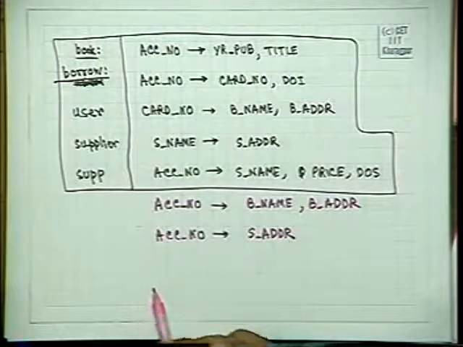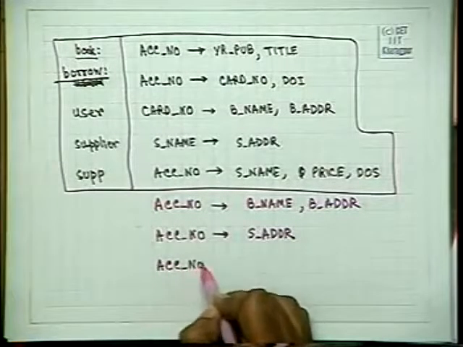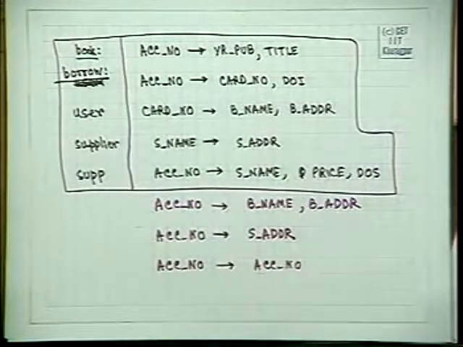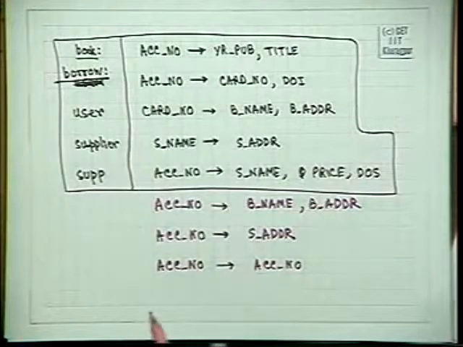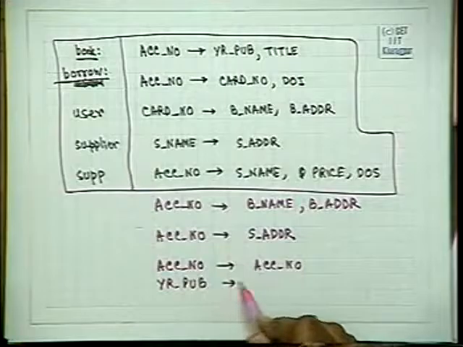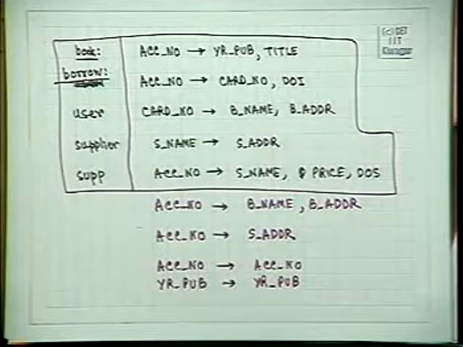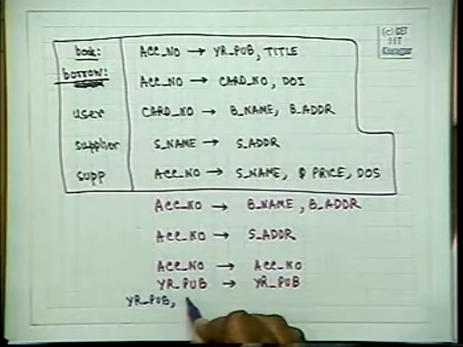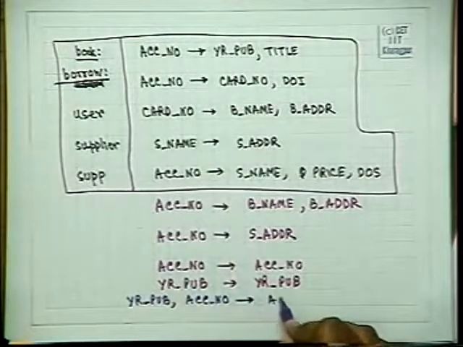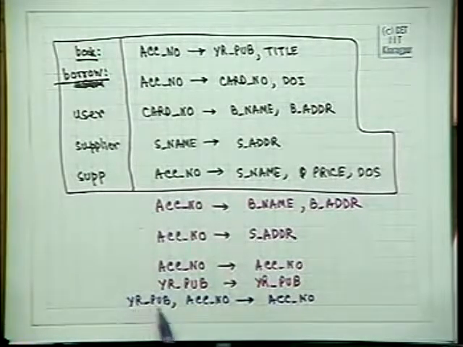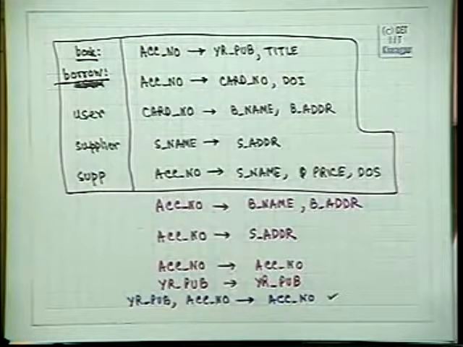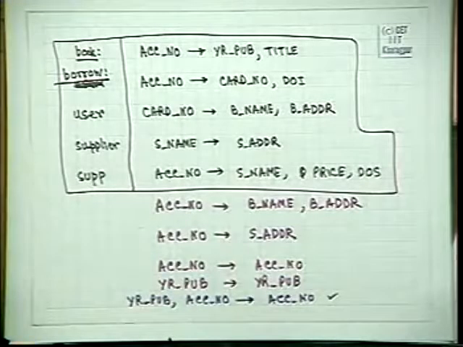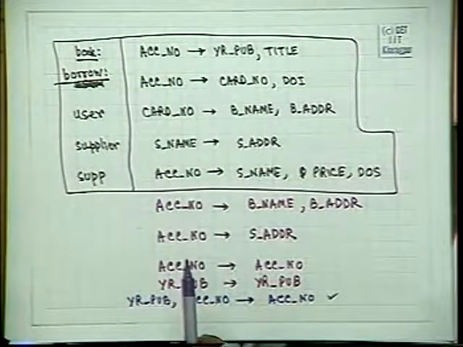Among these, for the sake of completeness, we will also have the obvious ones. Accession number gives accession number. Similarly, year of publication gives year of publication. Also, we will have the irredundant ones in the complete database. We will have year of publication, accession number gives accession number. This is also a valid functional dependency. And that way if we start listing out all the functional dependencies, that will give us the closure of the set of functional dependencies, each and every one which are applicable.